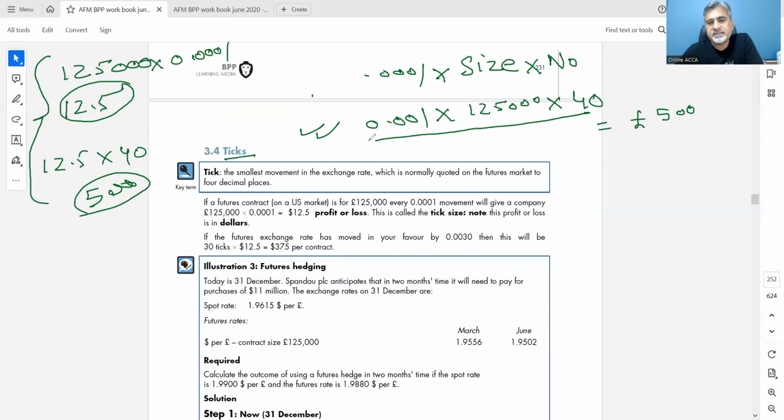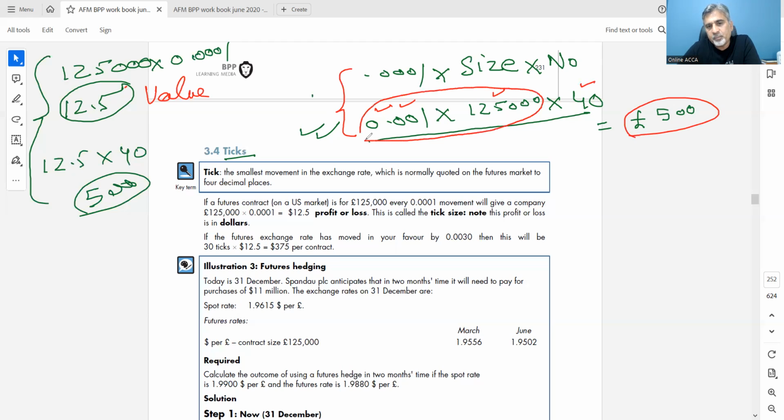I say 0.0001 is a standard thing. We always know that. This does not change. I only need to find out what the contract size is and what the number of contracts is, and I multiply these three things. This is the method I use mostly if I am using the ticks. Alternatively, sometimes what they do in the book is they find out the value of each tick. So instead of using 0.0001, they find out this thing together. When you multiply these two things, you find out the value of one tick.